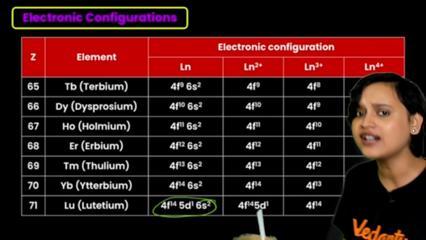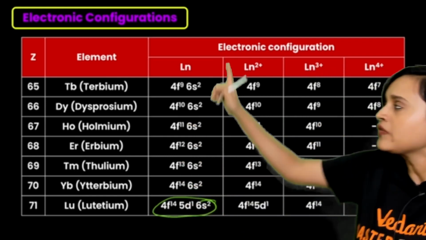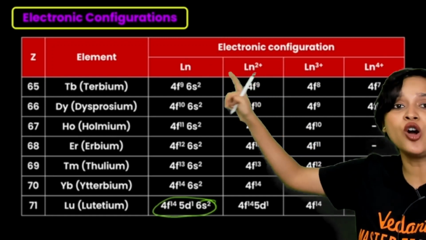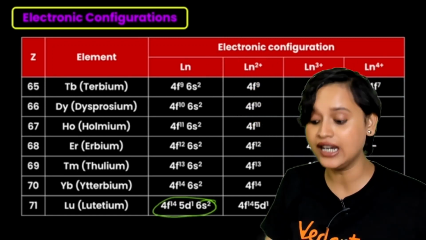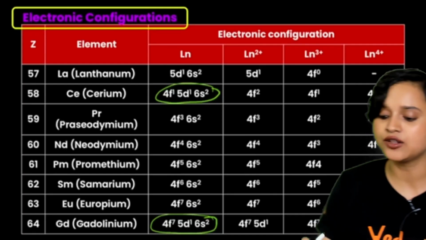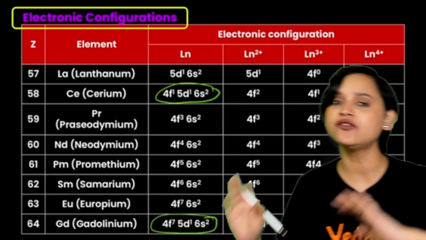Now this is a chart that you just have to look at and know, because you are also getting to see the ionic forms, that is Ln2+, Ln3+, Ln4+. These are the things that you are able to see in this chart. Now it is just good to know. You will be getting the PDF, so don't worry about it.